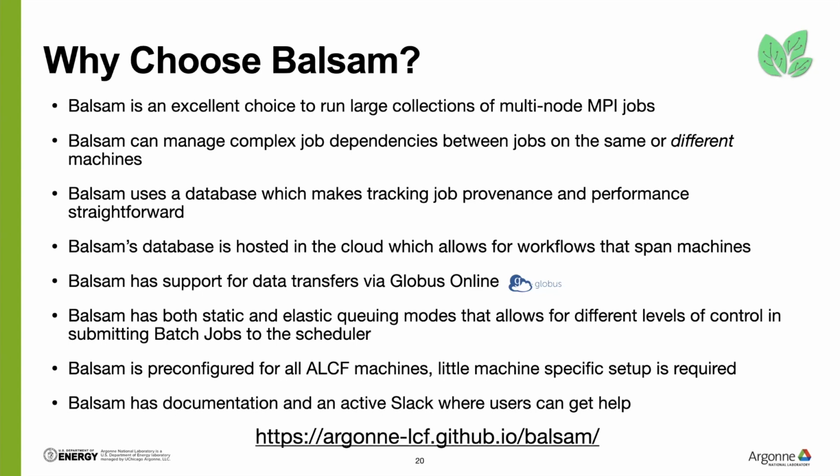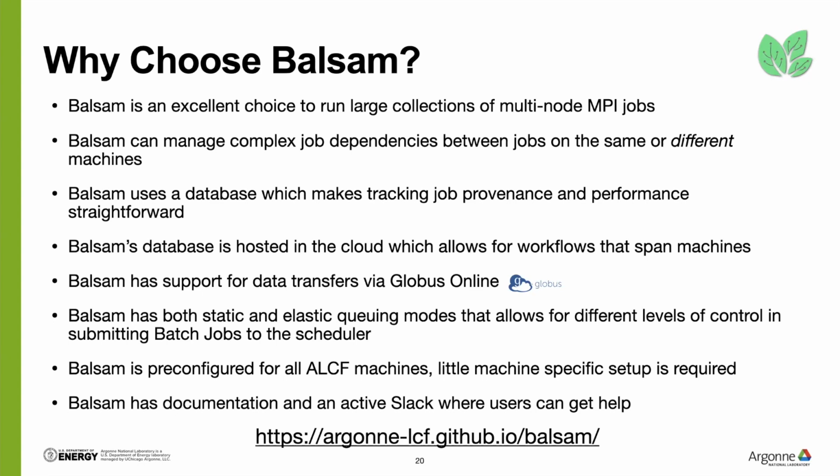Again, I think I mentioned before, the database is hosted in the cloud, which means that you can deploy jobs to different machines from within the same workflow. You can create job dependencies between jobs running on different machines, for example. You could start a simulation on Perlmutter, and when that completes, maybe start an ML model on Polaris. That is a possible thing to do.